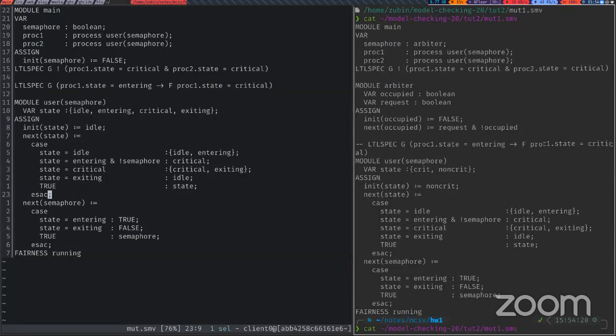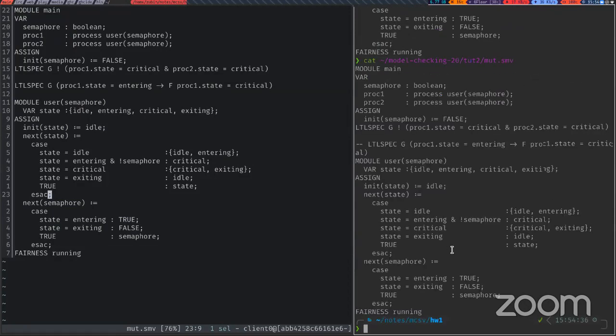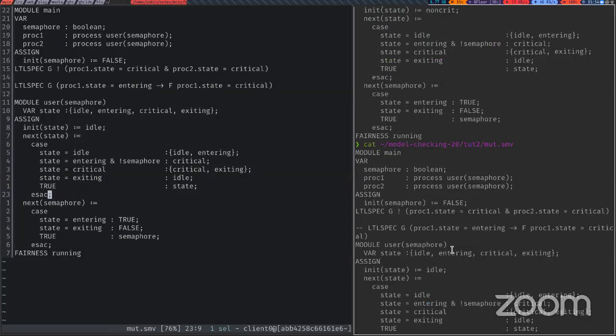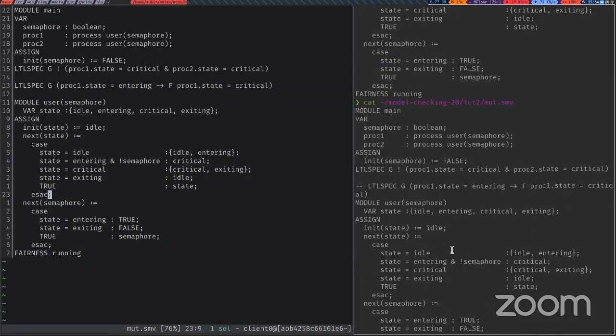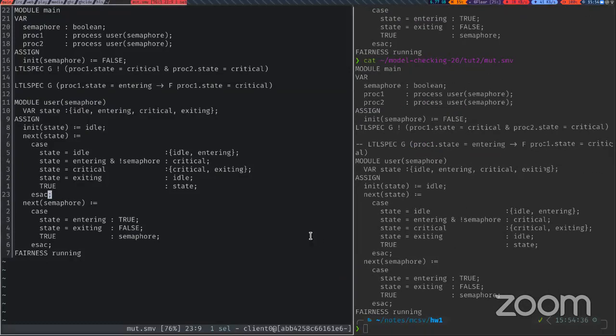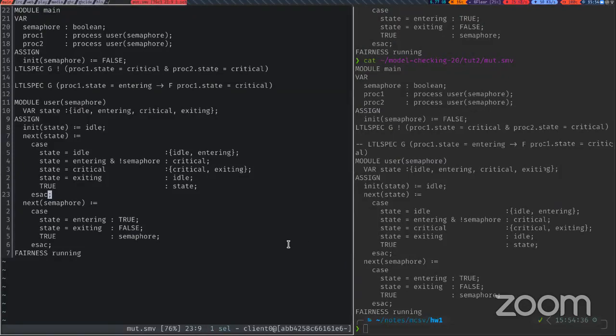So if the other process continues to idle, oh, you made some changes here. So it's difficult to analyze this. I mean, obviously this is wrong, okay? Because you allow each process to never come to entering.